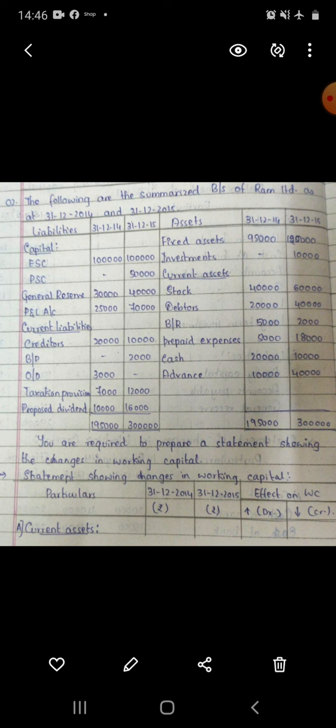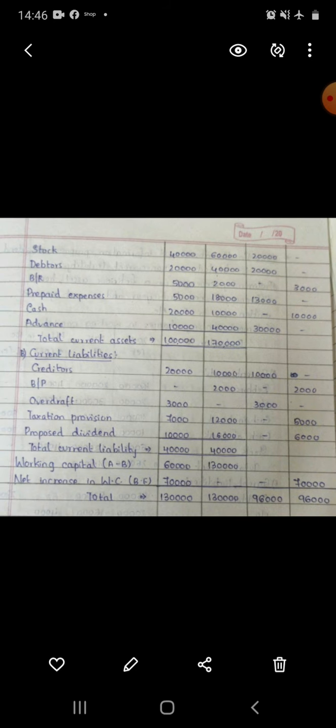You are to prepare only the changes in working capital. Changes in working capital is nothing but how to find out the net working capital. First we have to prepare particulars and the amount for 2014 and 2015, then the effect on working capital, whether it's increase or decrease. What's the formula? Current assets minus current liabilities. First we'll write all the current assets.